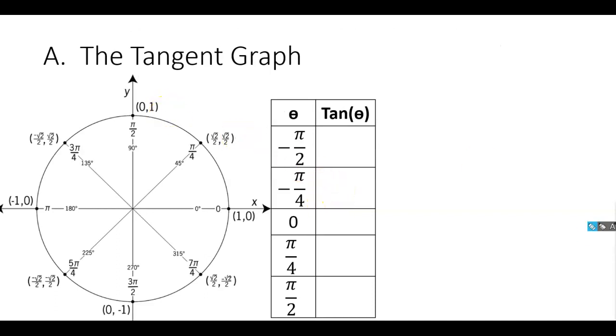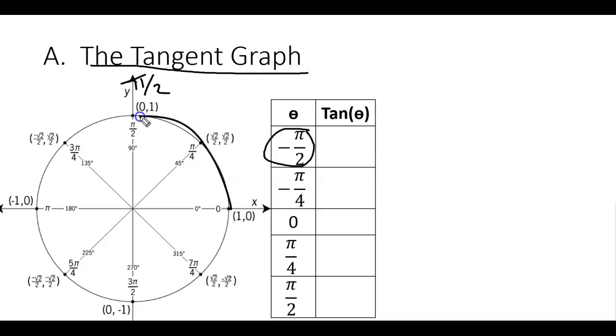Okay, let's go ahead and graph the tangent graph really quick here. I'm going to start in a kind of strange place. Notice I'm going to start with negative pi over 2. Now, in case you forgot, up here is positive pi over 2, because that's whenever you're going in a counterclockwise fashion. But negative pi over 2 would be down here. So negative pi over 2 is coterminal with 3 pi over 2. So we're actually going to be starting there.